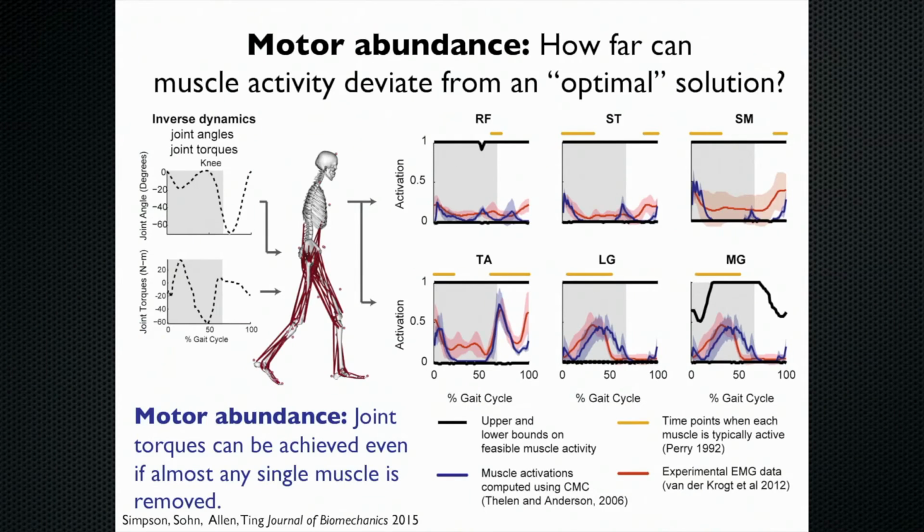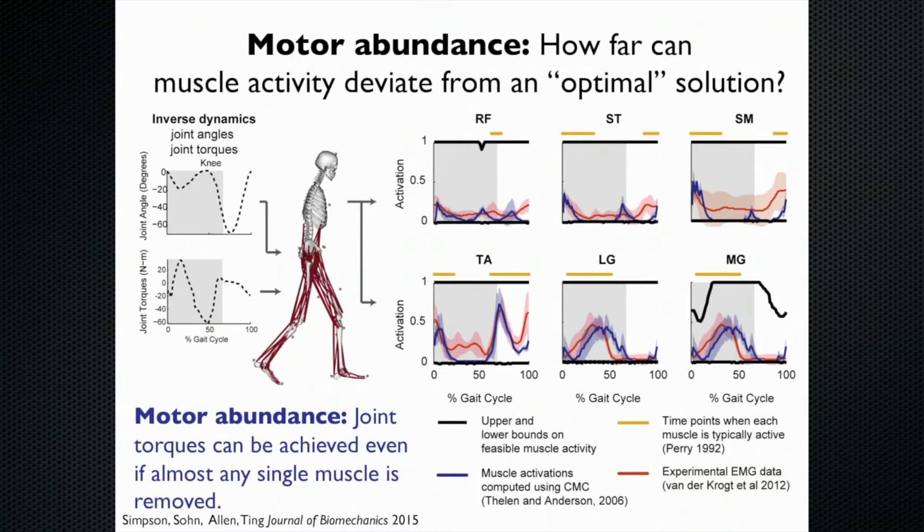And we asked the simple question of how high or how low can each muscle be activated while achieving this set of joint torques that we actually observe experimentally. And so here's the result, which is that here's 6 different muscles over time during walking. The upper boundary is the black solid line, and the lower boundary is this other thick solid line as well.